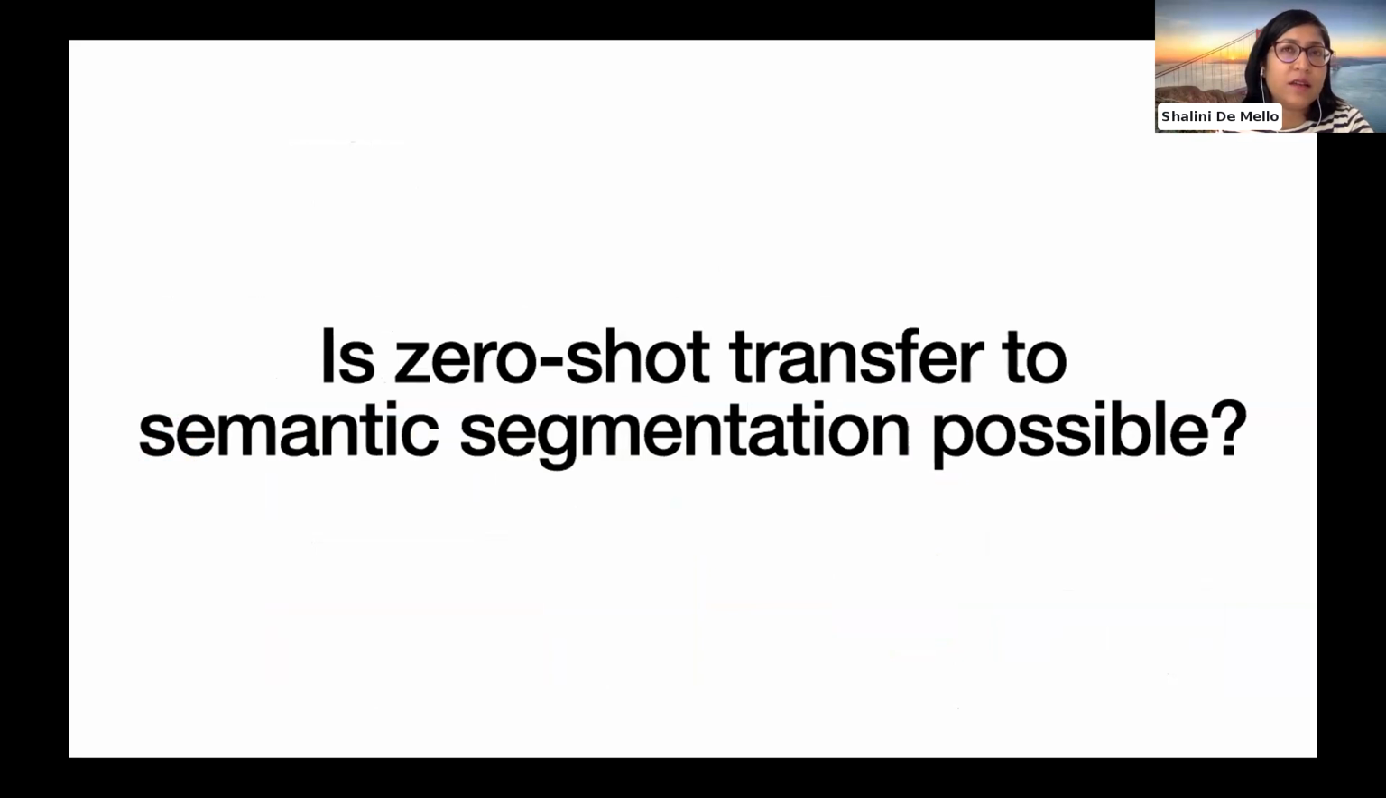So the question that we tried to ask in this particular work was, can we use these models trained with a contrastive loss between the vision and text domains, or caption domains, to do zero-shot transfer to the semantic segmentation task? And is that even possible?